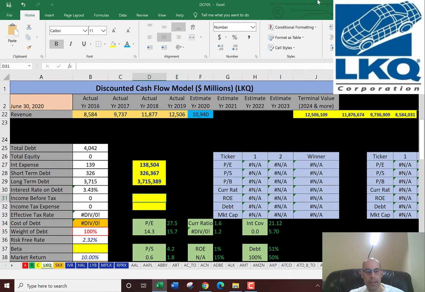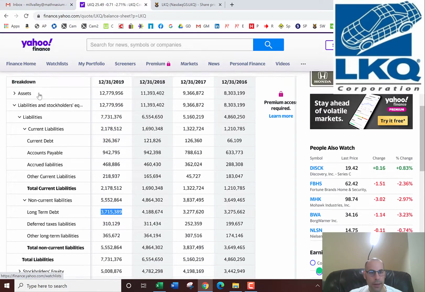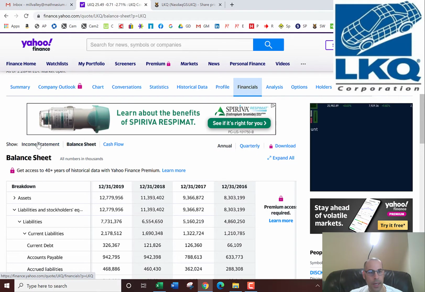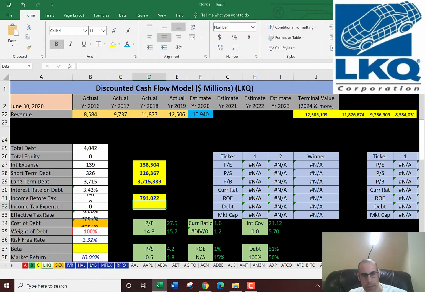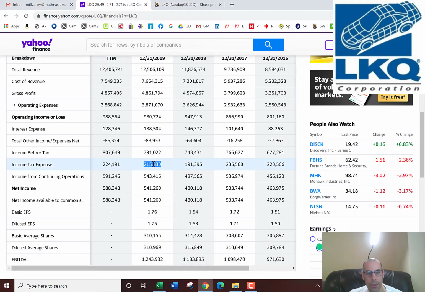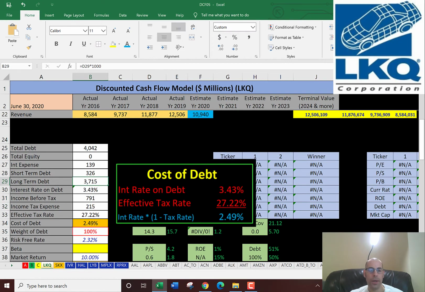But interest is tax deductible, so let's get their effective tax rate. We'll go back to the income statement for that. And we'll get their income before tax, $791 million. And their income tax, $215 million. So their cost of debt is 2.49%. That's the interest payment minus the effective tax rate.